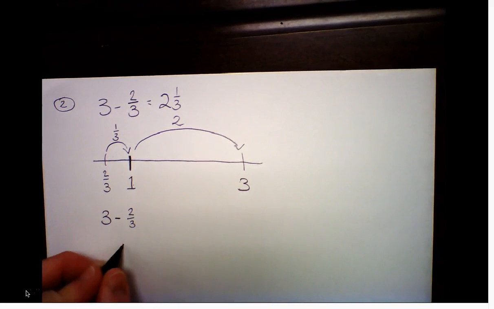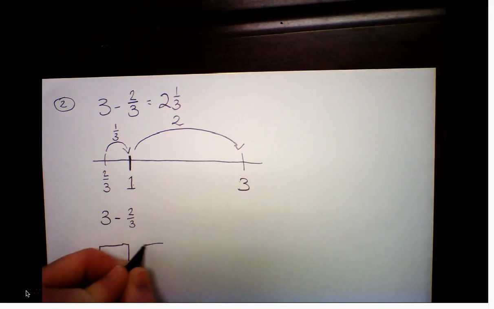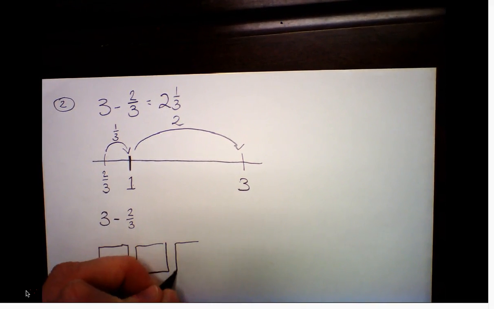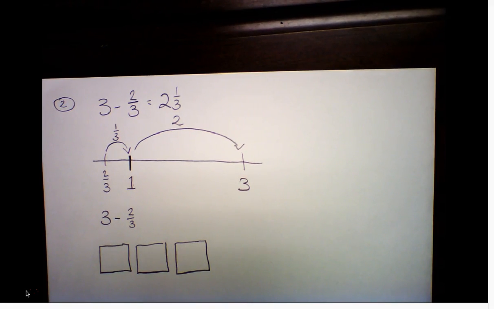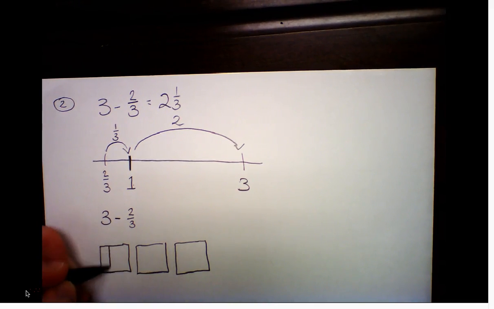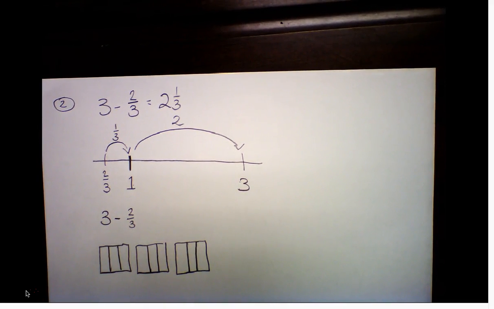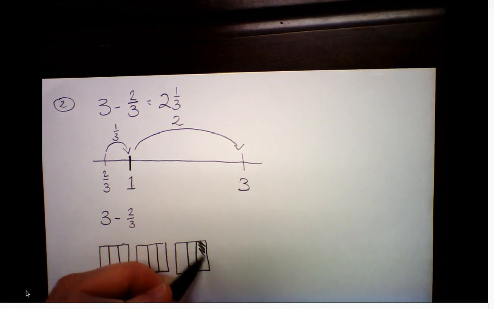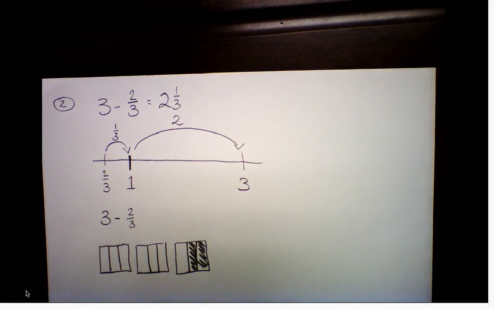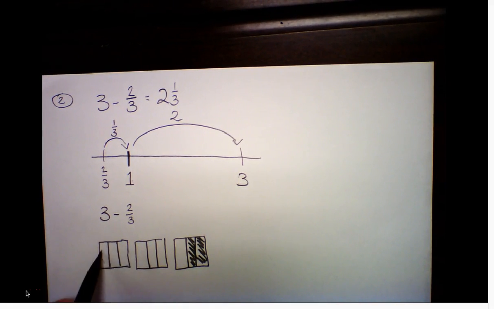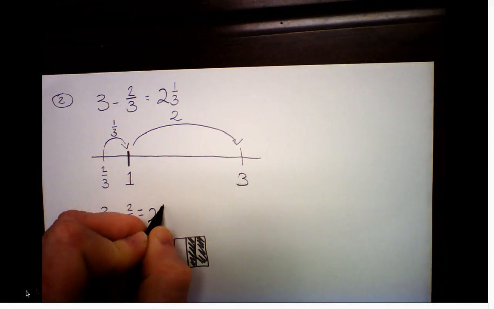Okay. So if I have 3 of something, let's say I have 3 blocks, and I want to take 2/3 of a block away, I need to turn these blocks into thirds. And I need to take 2/3 away. So here's 1/3, here's 2/3. So let's take these away. What am I left with? There's 1 whole, 2 wholes, right? 1, 2, and 1/3. So I'm left with 2 1/3.